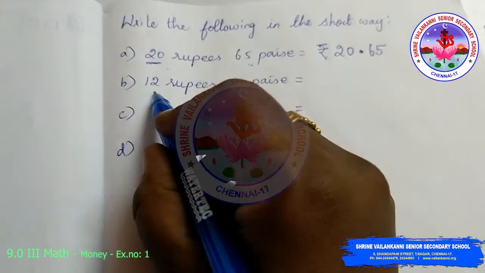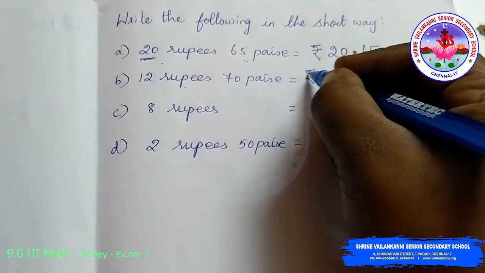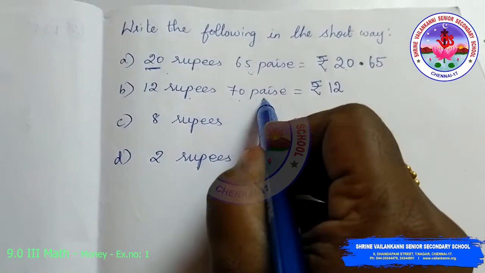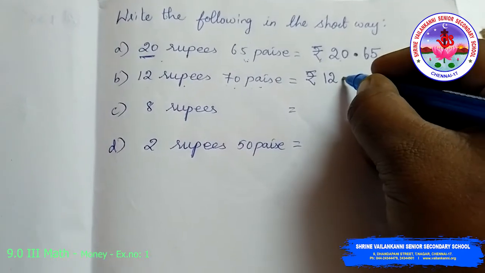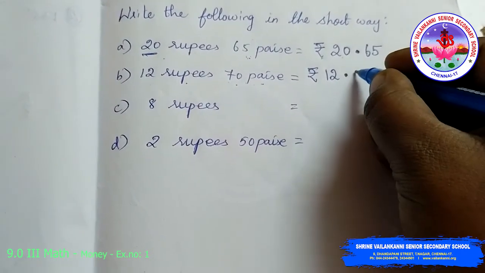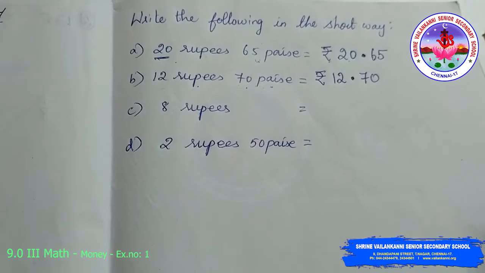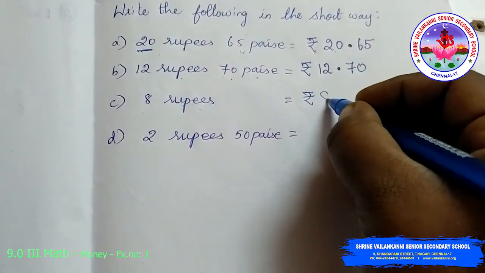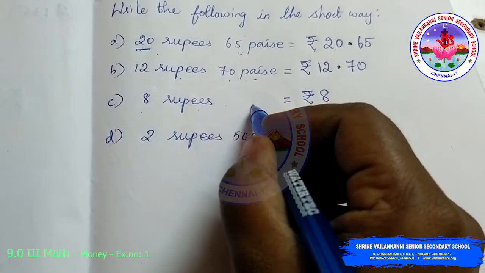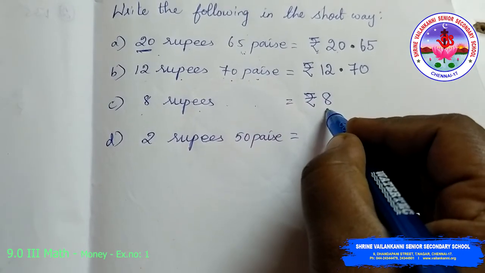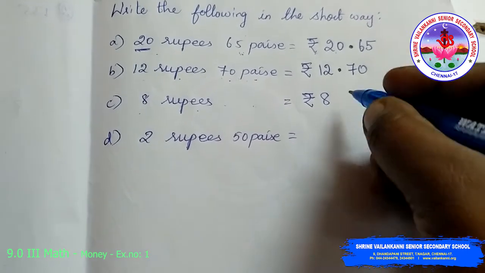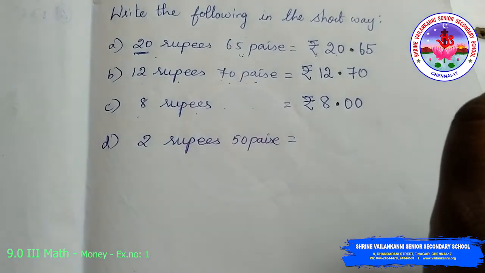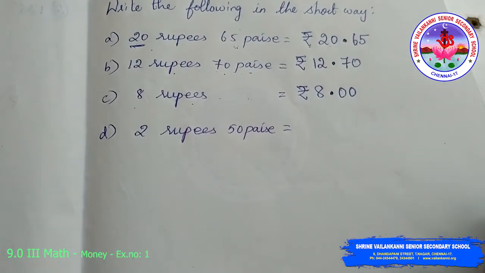Next, 12 rupees: rupee symbol 12. 70 paise. The paise has to be written after the decimal, that is 0.70. Next, 8 rupees: rupee symbol 8. Do we have any paise here? No. So we leave it as it is, or you can keep a dot and mention 00, since no paise are given.